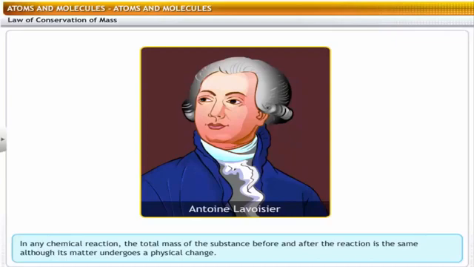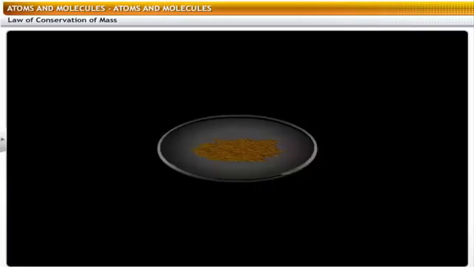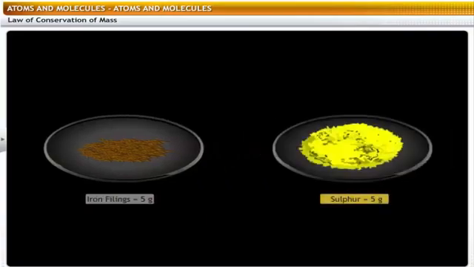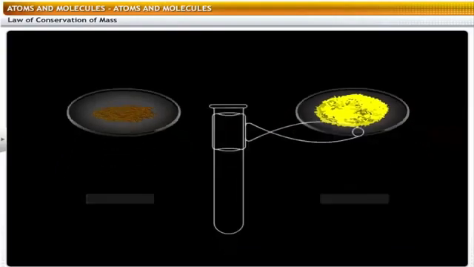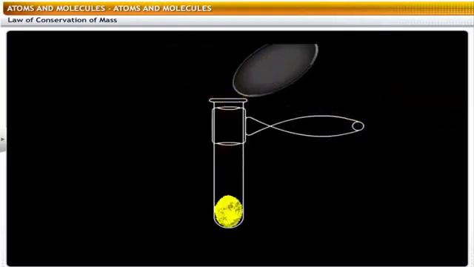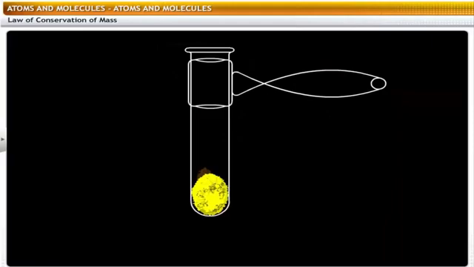This can be better explained with the help of an experiment. To do this experiment, take 5 grams of iron filings in a watch glass. Take 5 grams of sulfur in another watch glass. Then, mix the iron filings and the sulfur thoroughly and weigh it. The weight is 10 grams.